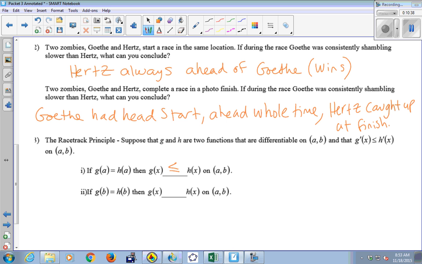A and B are the starting point and the end point of the race. Yeah. Those are x values. Think of them as the starting line and the finish line of the racetrack. Okay, and then this second one is analogous to the second scenario where the two zombies tie. So g of b equals h of b, meaning they finish at the same time, same place. And in that case, Goeth had a head start and stayed ahead the whole time until Hertz caught up at the very last minute. So Goeth was consistently ahead here. And I do put an or equal to because Hertz caught up at the very last moment.